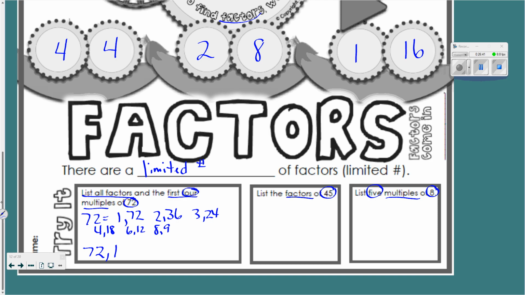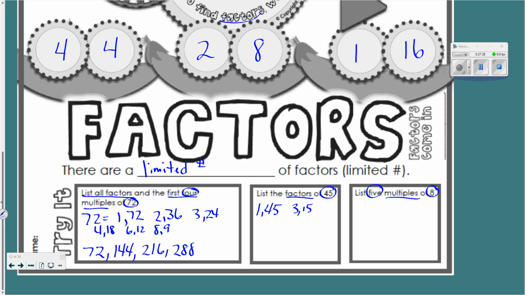Okay, now I need to list the factors of 45. So we start with 1. I know 1 goes in every number. So it's 1 and 45. Can I divide it by 2? By 3? That's 4 plus 5, 9. 9 I can divide by 3, so I know I can. But I got to figure out the other number. 3 goes into 4 once, 1 left over. 15, goes 5 times. Can I divide by 4? No. By 5? Yep, 5 and 9. By 6? No. By 7? No. By 8? No. 9 and 9, so I know I've already got it. So I got factors going the other way. That's all your factors.